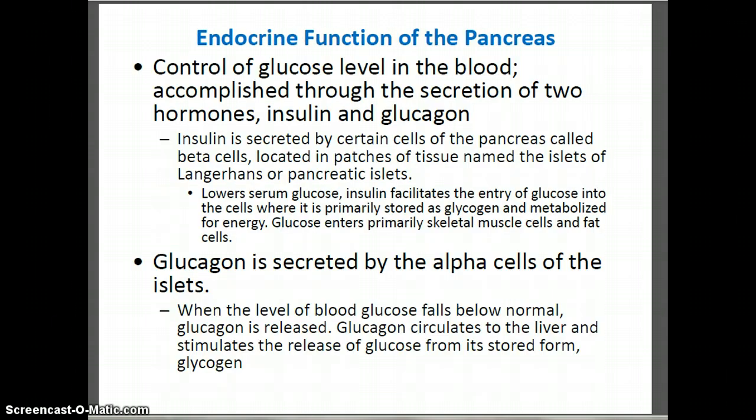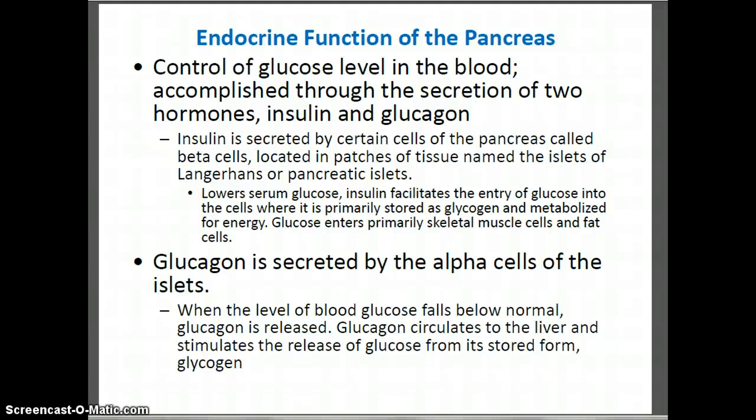The endocrine function of the pancreas is to control the glucose levels in the blood. And as I mentioned, it is controlled by the secretion of the two hormones, insulin and glucagon. And you can read this over and take a look at this. I'll give you some time to look at this by reading it to you, even though I know that you can read. Insulin is secreted by beta cells, which are specific cells in the pancreas, located in patches of tissue named the islets of Langerhans, or sometimes referred to just as the pancreatic islets.